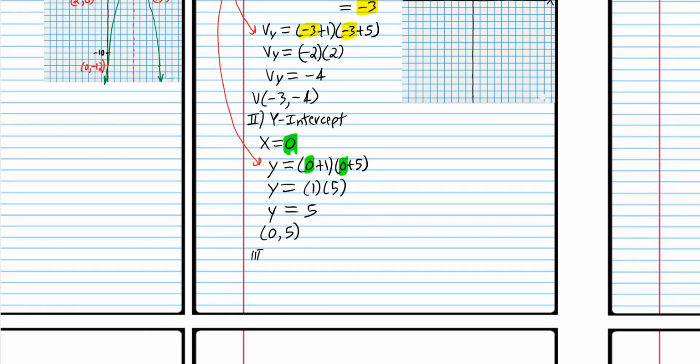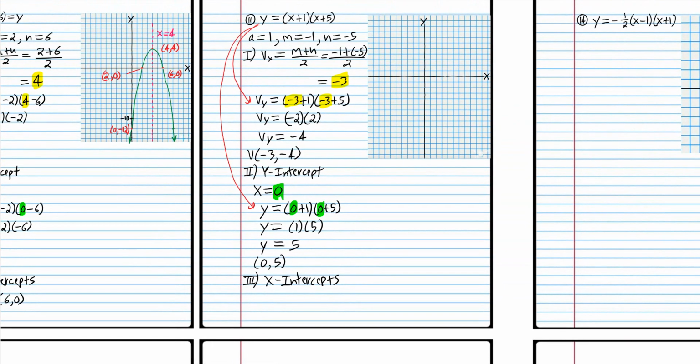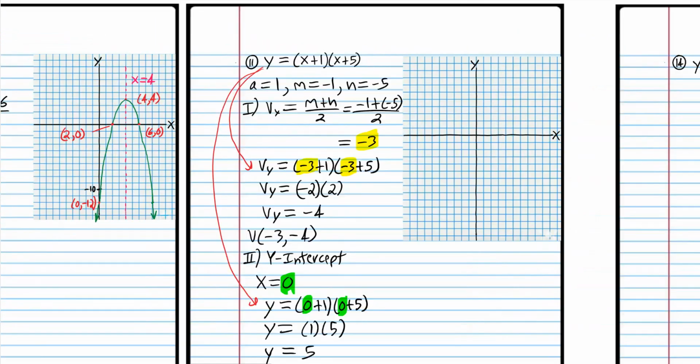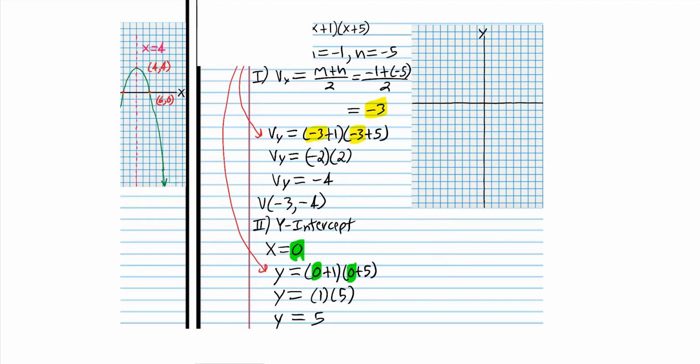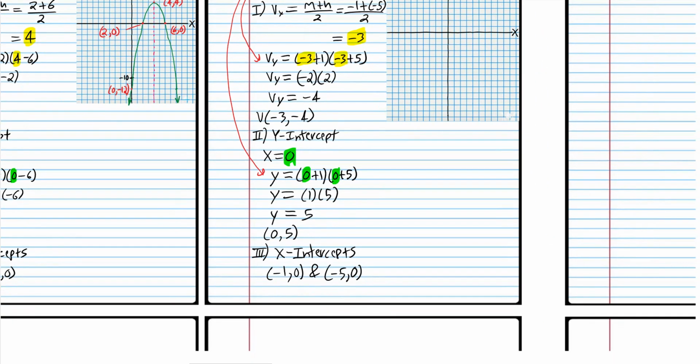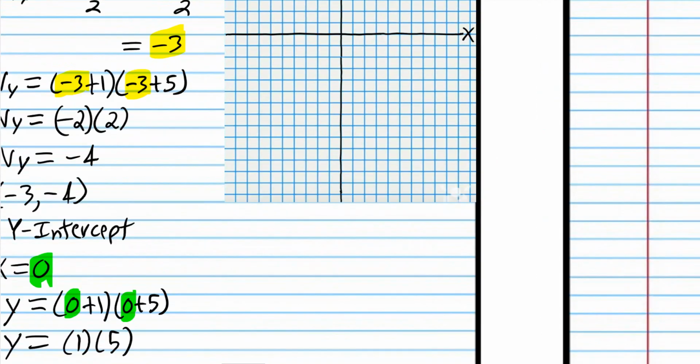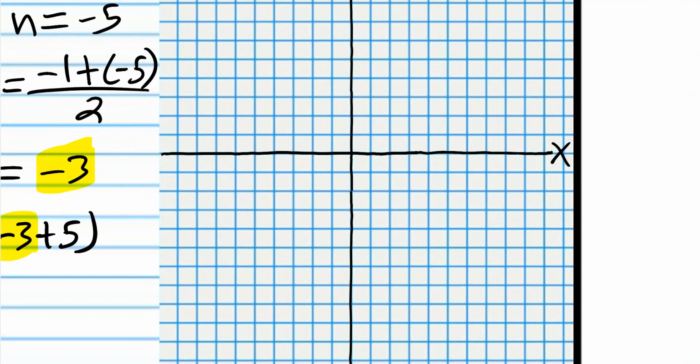All right, step 3, we're going to find the x-intercepts, which again is going to be really easy because the equation is in intercept form. So we see that the intercepts are just going to be (-1, 0) and (-5, 0). It's always the opposite signs of these. If it's +1 and +5, it's going to be -1 and -5. Okay, so -1 and -5, those are the x-intercepts.